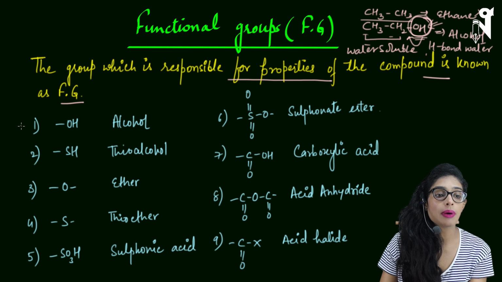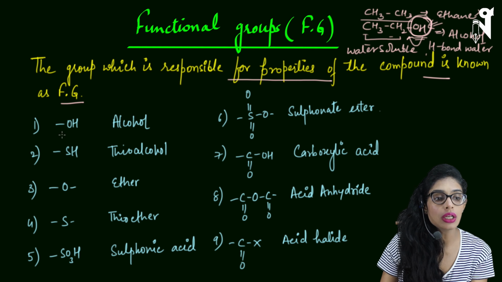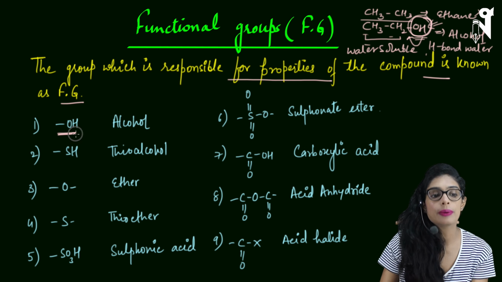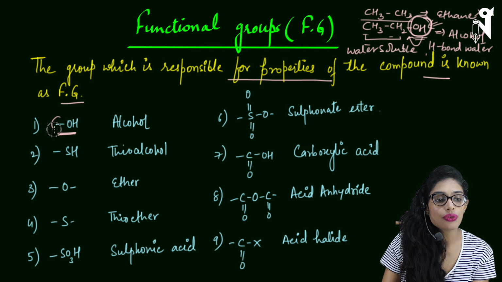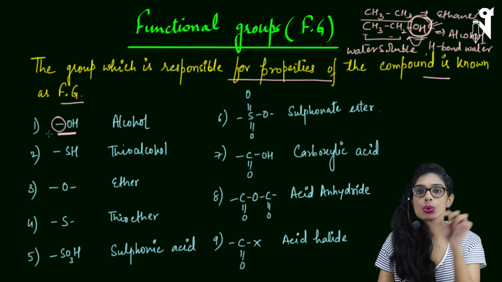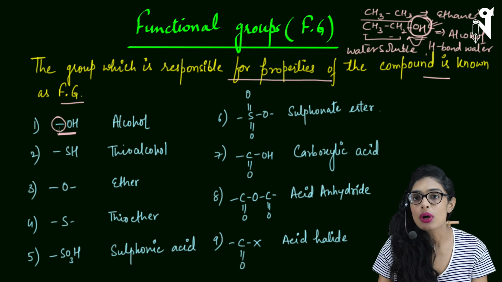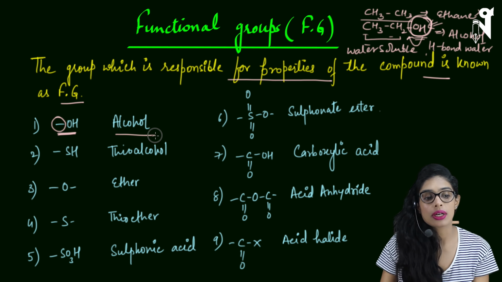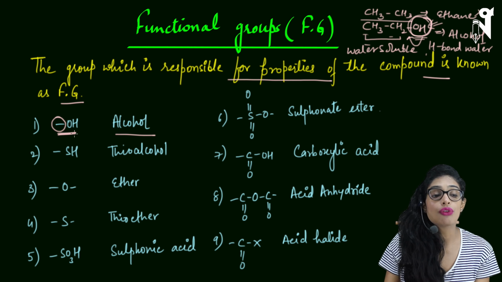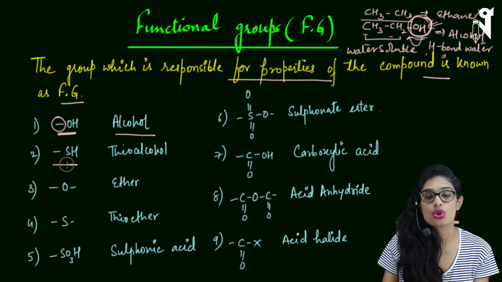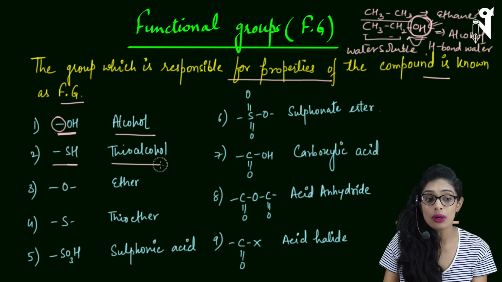We will start with the first group, that is alcohol. Alcohol is the OH group. I have shown a dash over here to represent that it is connected to the carbon chain using one bond, and this group is called alcohol. Similarly, instead of OH, if the group becomes SH, this becomes thioalcohol.